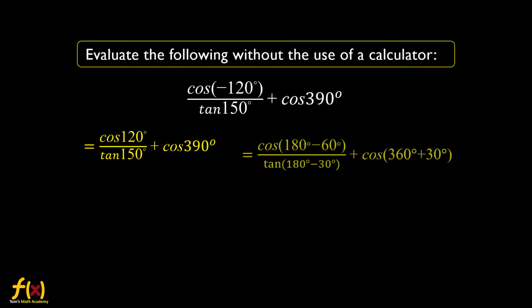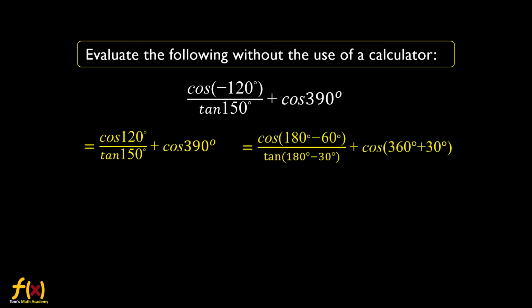We change cos of minus 120 to cos 120, because cos of minus theta is cos theta. And what we do, we are going to reduce all the numbers now. Okay, look at the reduction. Cos of 180 minus 60 becomes minus cos 60. Tan of 180 minus 30 is minus tan 30. And cos of 360 plus 30. You can see that if you subtract 360, you will definitely get cos 30 as well. So the best way, simply subtract.